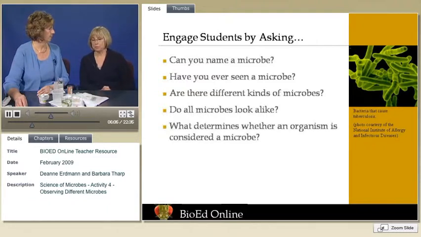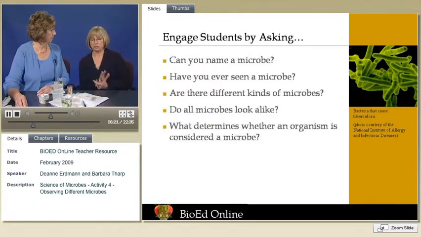What do they know about them? What are they wondering about them? Do they know what sizes they are? A lot of different things just to start getting them excited about where they're going with that. For instance, do all microbes look alike? They don't know. Are they going to find microbes?